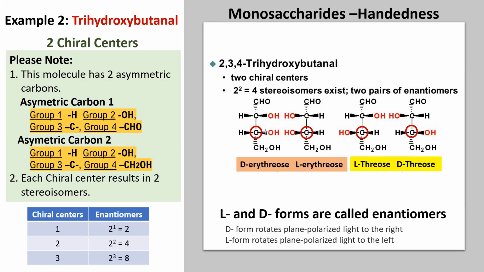If the hydroxy is on the right side, you call it D. And you may ask, why is this called D? It's just because they're Latin names. Dextro is right and levo is left. So D is for right on the OH and L is for left on the OH. That's why it's called D-erythrose and L-erythrose. Similarly, if you look here, this is on the left side, L-triose, and this is on the right side, that's D-triose. Let's look at another example.